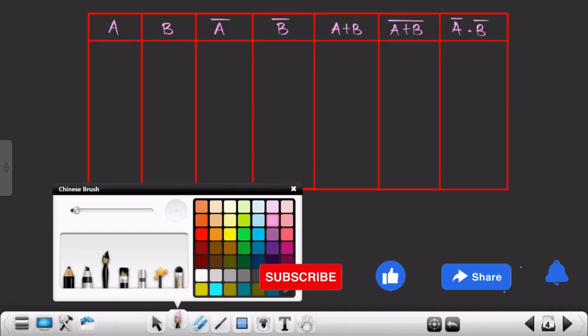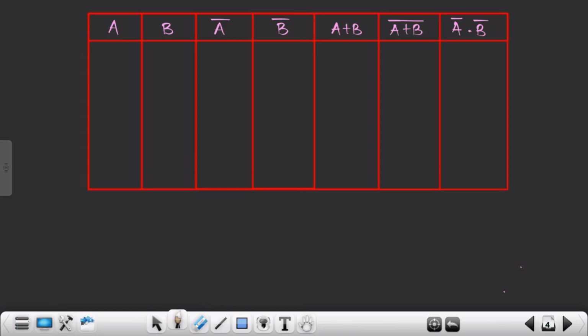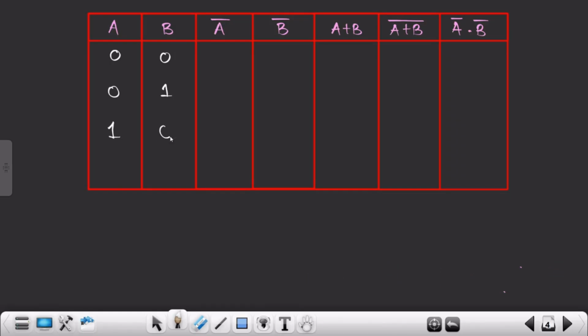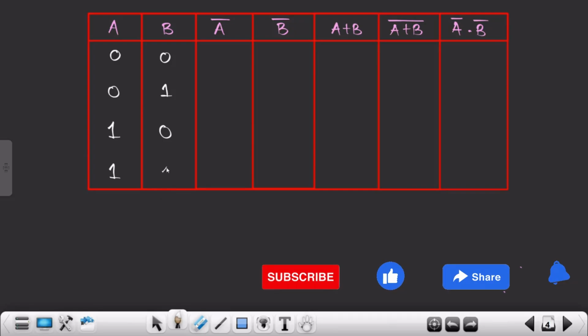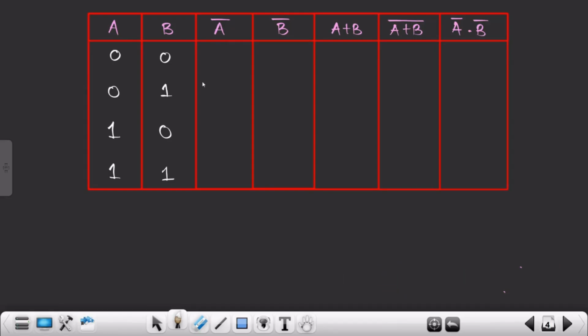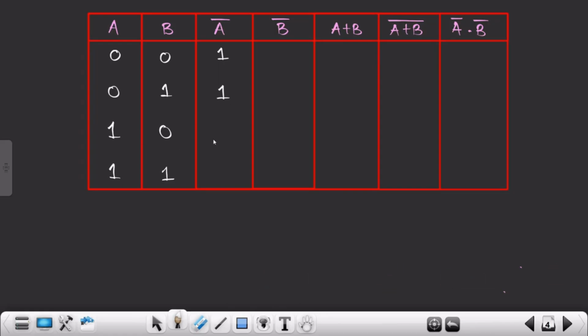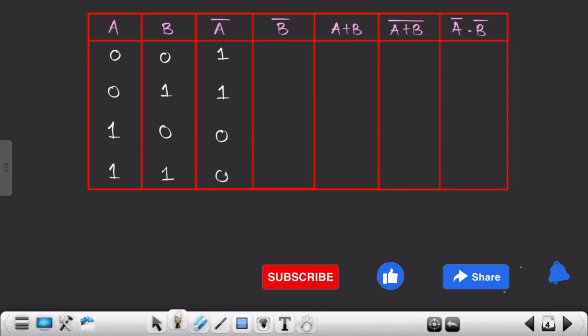So we all know the inputs are 0 0, 0 1, 1 0 and 1 1. These are the set of inputs, and as you can see, this is our A. So A bar would be 1 1 and 0 0, just the complement of A. If there is 0, here I will get 1. If there is 0, again here I will get 1. If it is 1, then 0. Again if it is 1, then it is 0.